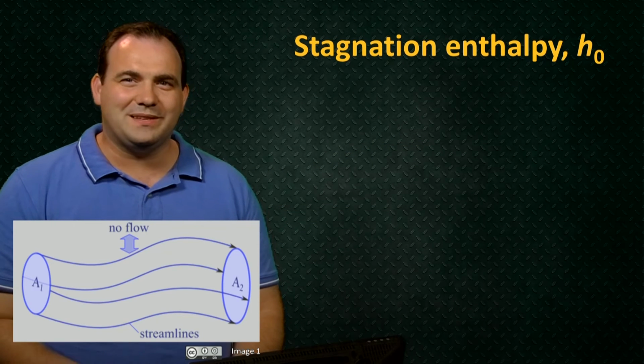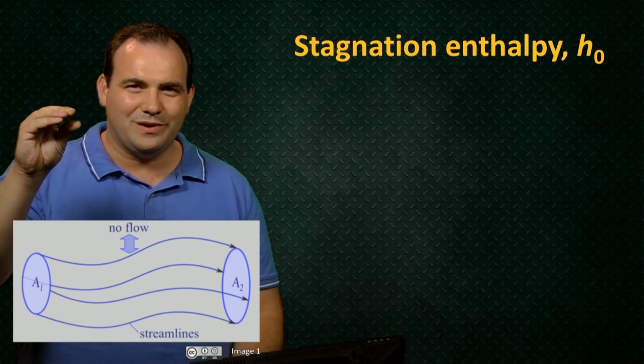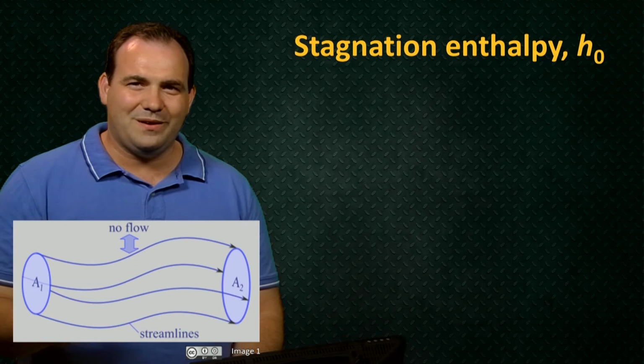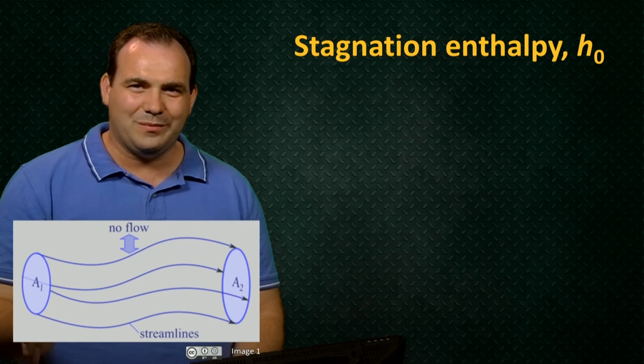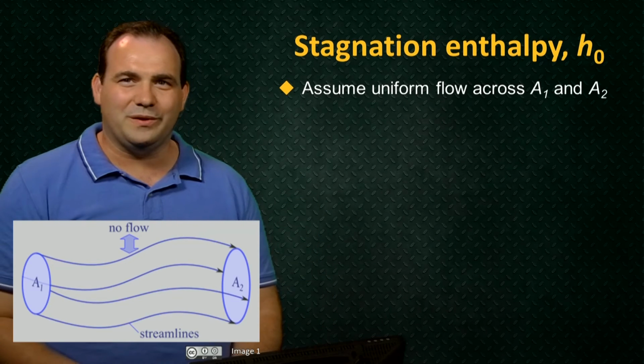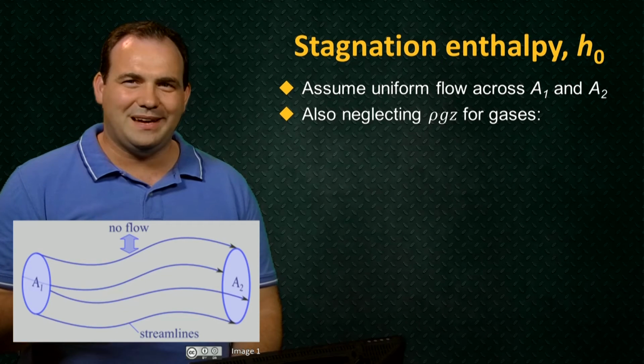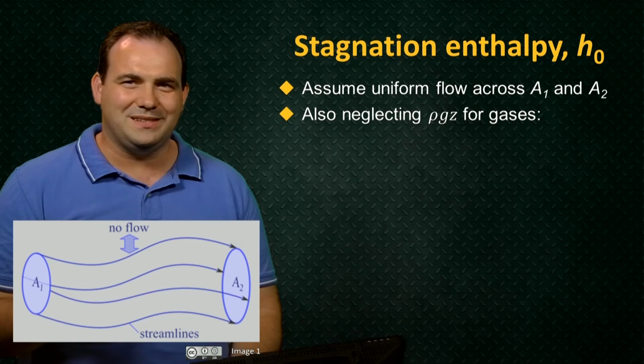But we can simplify this expression even further. Let's assume that our stream tube is very thin, so that the variations across the inflow plane A1 and the outflow plane A2 are 0. So we've got uniform flow across those planes. Second, for compressible flows of gases, we can usually neglect that gravity times density term. So let's also do that.